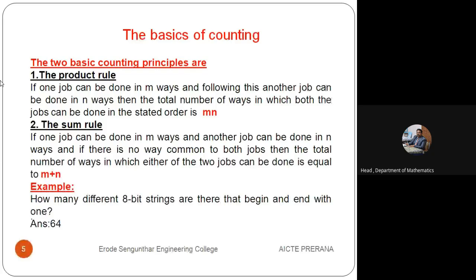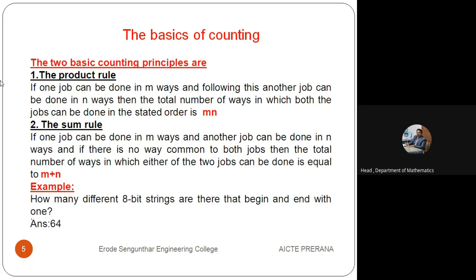The two basic counting principles are the product rule and the sum rule. The product rule states that if one job can be done in m ways and another job can be done in n ways, then the total number of ways in which both jobs can be done is mn ways. In the same way, the sum rule can be stated as m plus n.